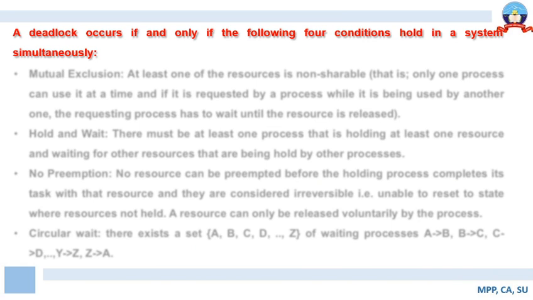Now let us try and understand the 4 important conditions taking into account which deadlock occurs. A deadlock occurs if and only if the following 4 conditions hold true in a system simultaneously. All of these 4 conditions have to be true at the same time for a system to enter a state of deadlock.